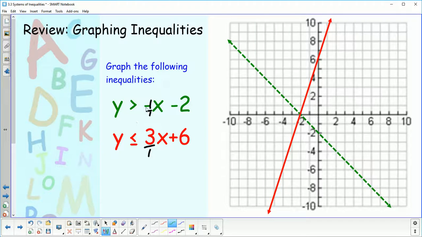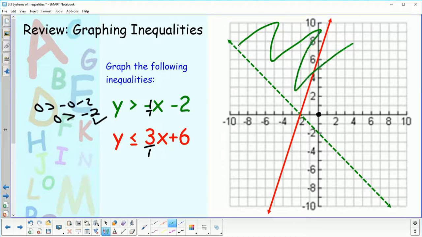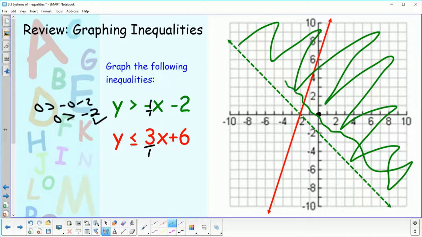The green one here, I need to do a test point. So if I chose the test point 0, 0, I plug that in. So I'm going to have 0 is greater than -0 minus 2. Simplifying that, I get 0 is greater than -2. That is a true statement, which means in green, everything that's on the same side as this, I'm going to shade. So I've got all this area shaded. Okay, I've got everything here in green. That is an infinite amount of points that are a solution to that inequality.